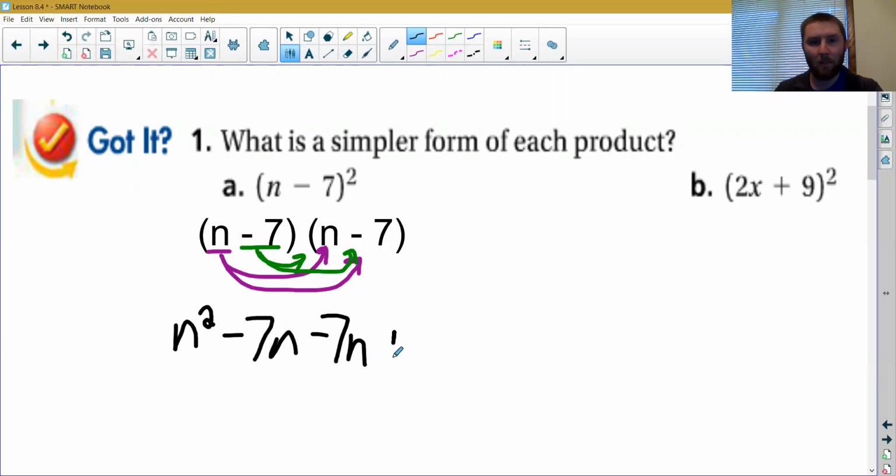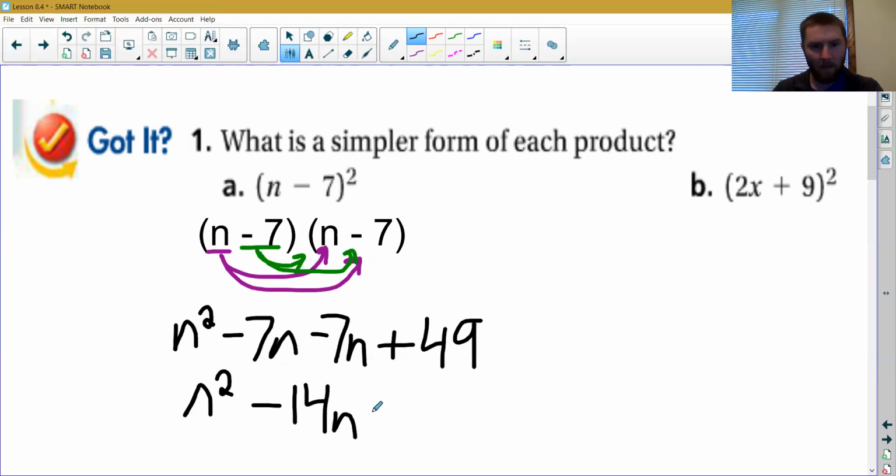Interesting thing here is that it actually becomes positive 49. Okay, it's not minus 49, it's plus 49 because of that negative 7 times negative 7. Okay, so if I put these two middle pieces together like we know we can, n squared minus 14n plus 49. Okay, n squared minus 14n plus 49. So when we square a binomial, make sure that we treat it as n minus 7 times n minus 7 in that way, okay? Same thing over here with 2x plus 9 squared.